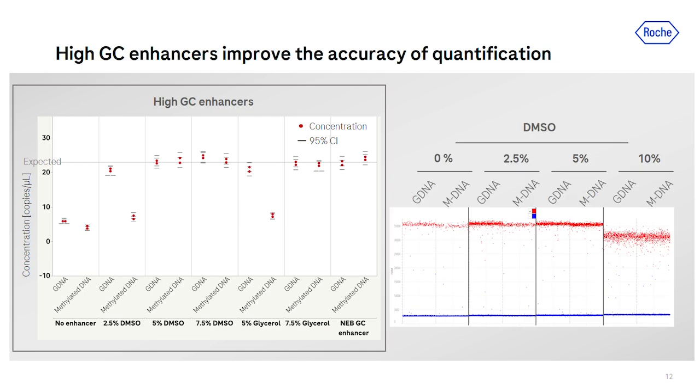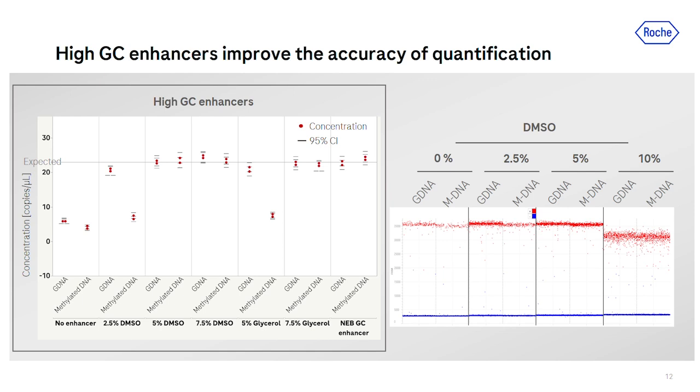To mitigate the low quantification issue, high GC enhancers such as DMSO and glycerol were tested using different concentrations, shown in this plot to the left. The x-axis shows a healthy gDNA and methylated DNA along with different concentrations of enhancers. Enhancers such as 5% and 7.5% DMSO significantly improve accuracy of quantification, with expected quantifications falling under 95% confidence intervals.